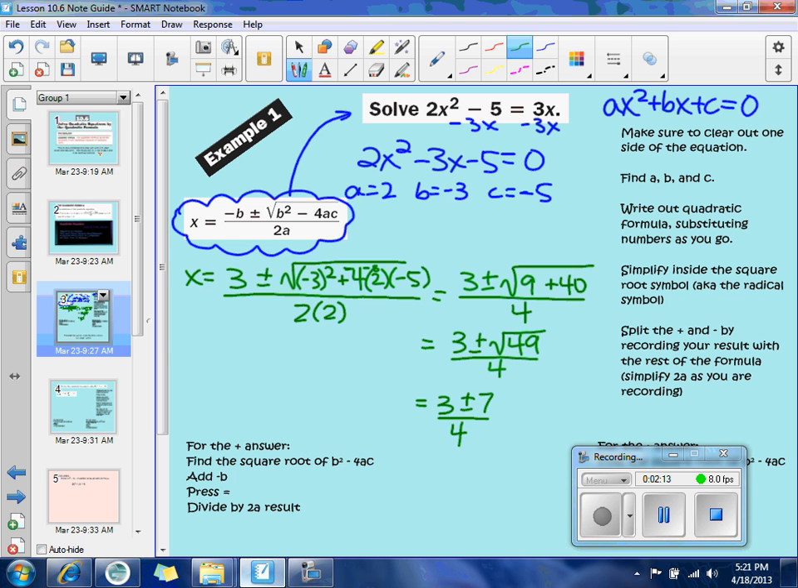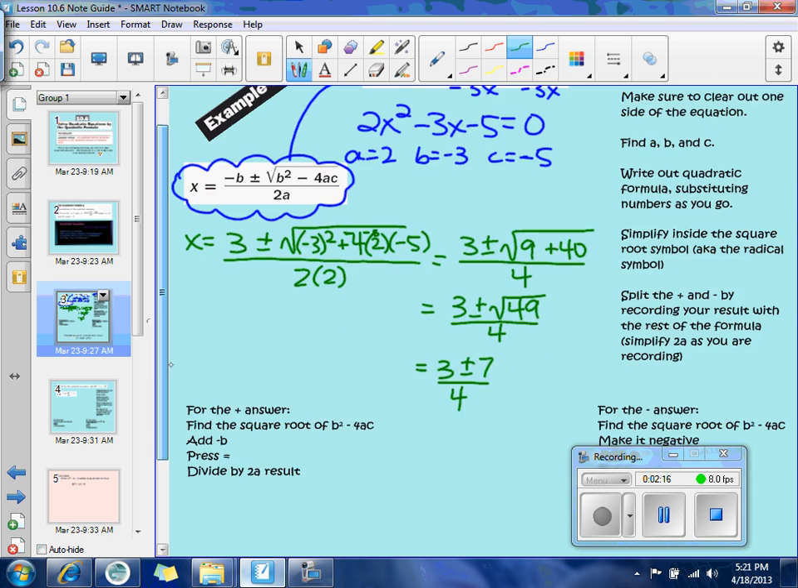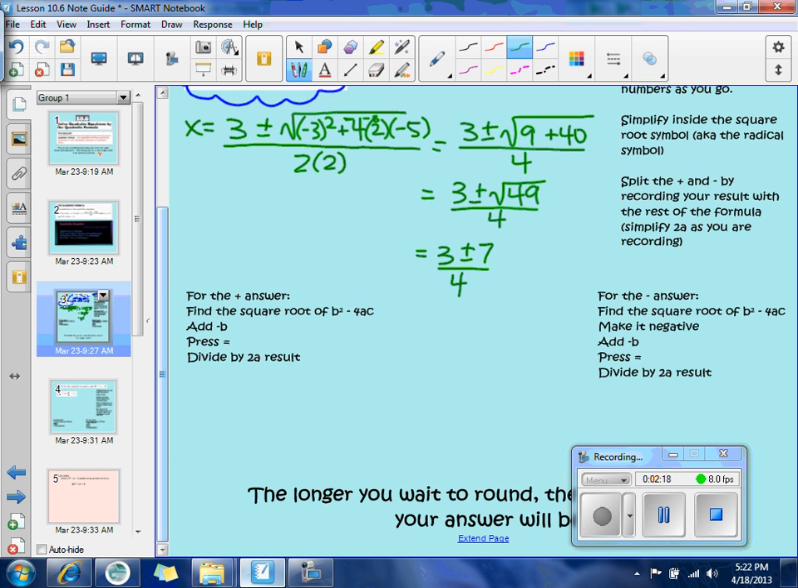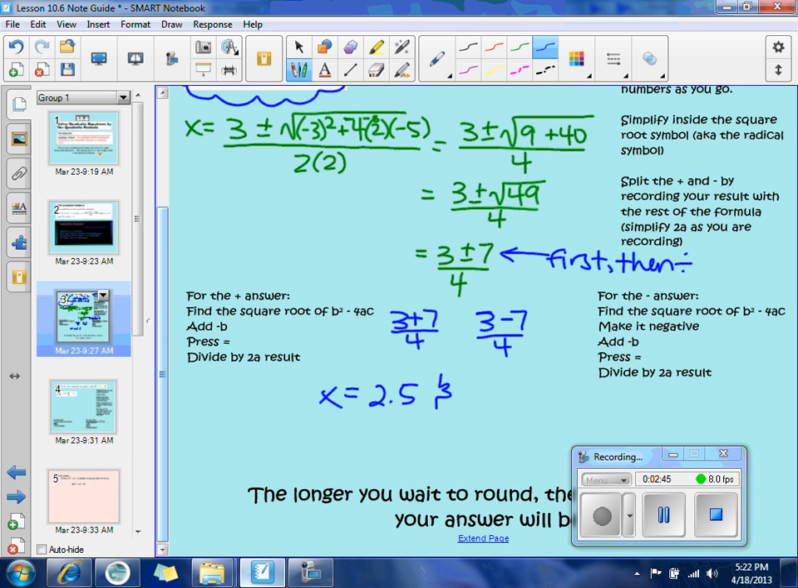Well, we know the square root of 49 is 7. So my answer is going to be 3 plus 7 divided by 4 and 3 minus 7 divided by 4. That's going to be your biggest error. You actually have to solve this first, then you can divide. So we actually need to do 3 plus 7 divided by 4, and then 3 minus 7 divided by 4. These are going to be our two values of x. Well, that's 10/4, which is 5 halves, or 2.5. And this is -4 divided by 4, so -1.